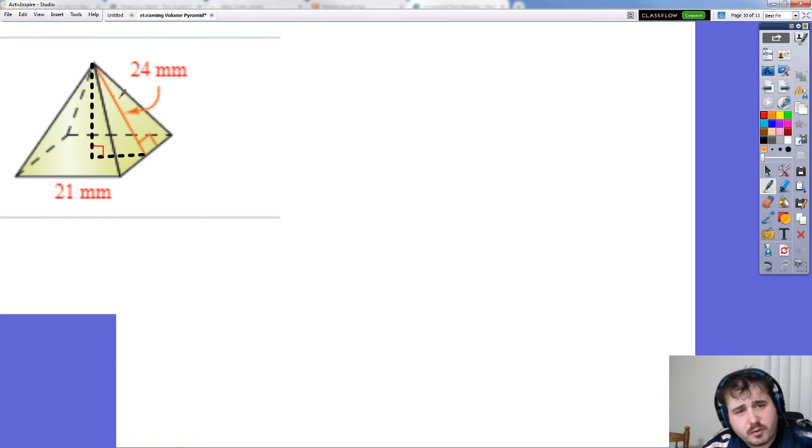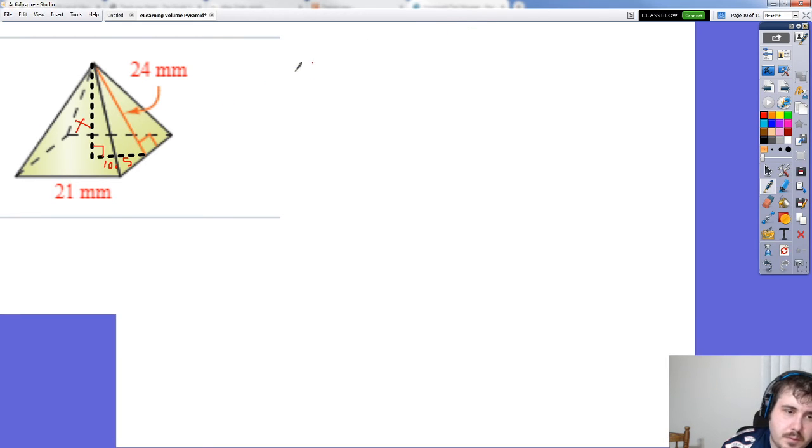We have everything else though. We've got the hypotenuse is 24. We know this piece is halfway around through the square. So if this is 21, this will be 10.5, and then that's the height. That's what we're trying to find. So we're going to start off by finding h, and then we can just do the problem very easily.